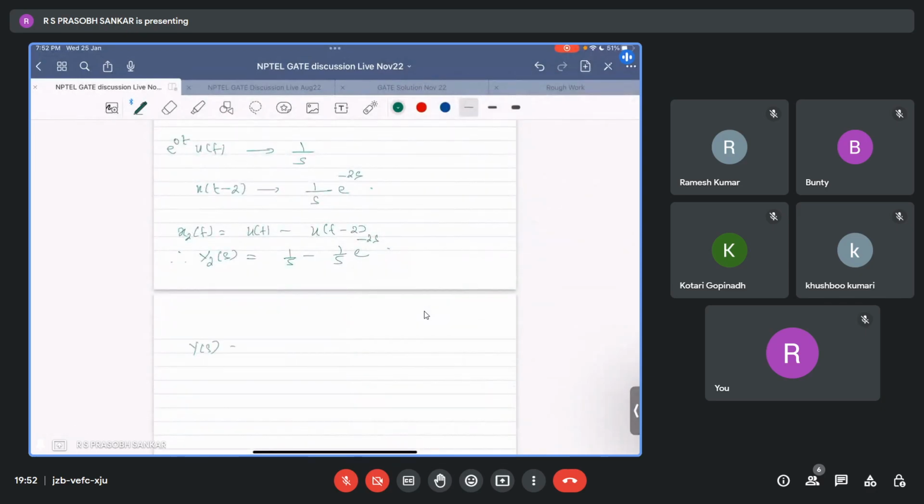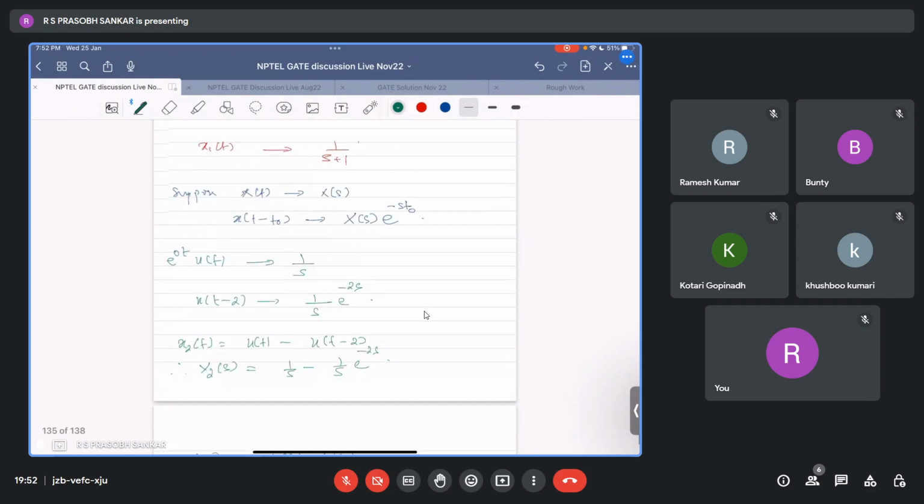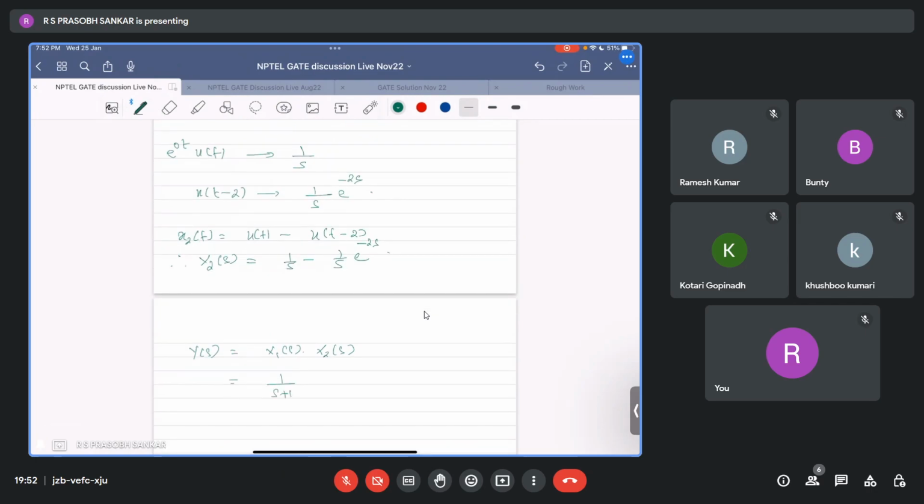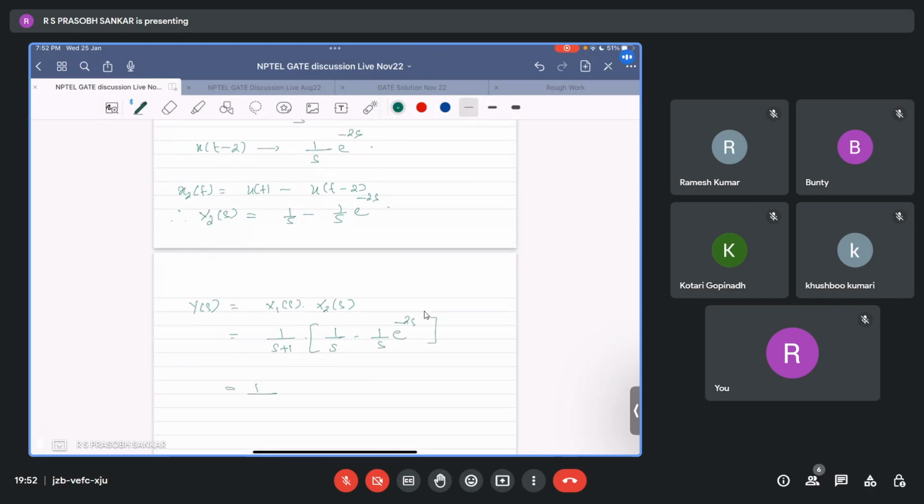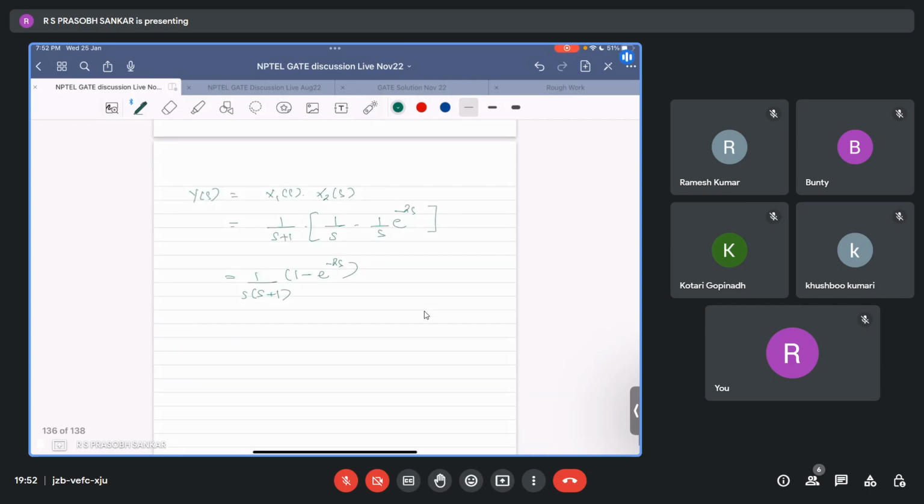So putting it all together, what is y(s)? Y(s) is x1(s) times x2(s). This is 1 by s plus 1 times 1 by s minus 1 by s e raised to minus 2s. So I can write it like 1 by s into s plus 1, times 1 minus e raised to minus 2s.